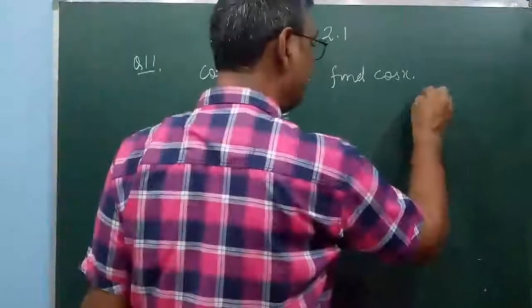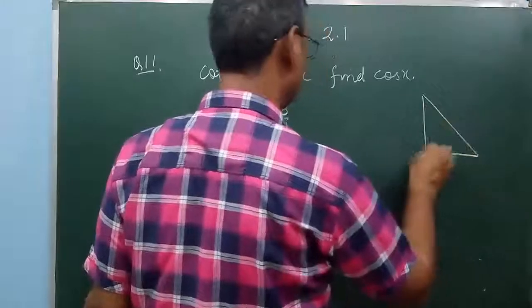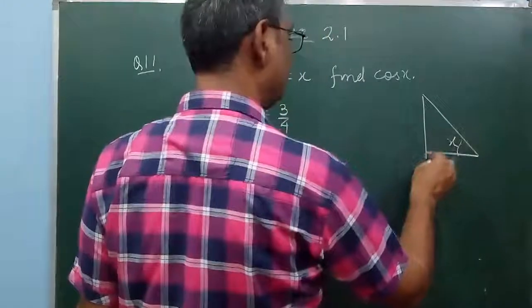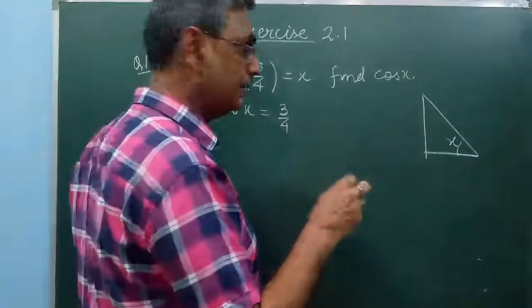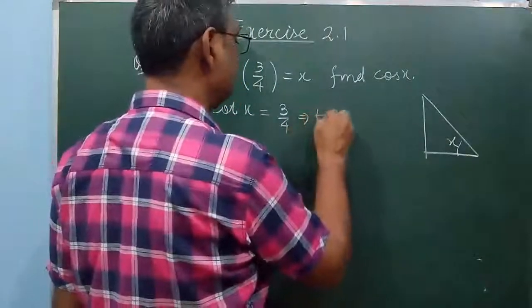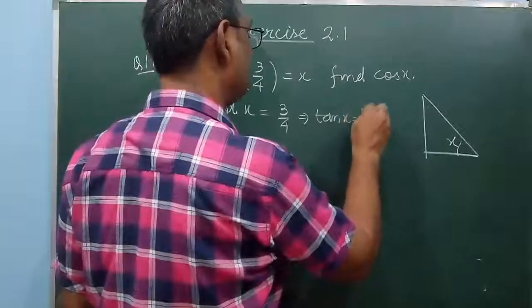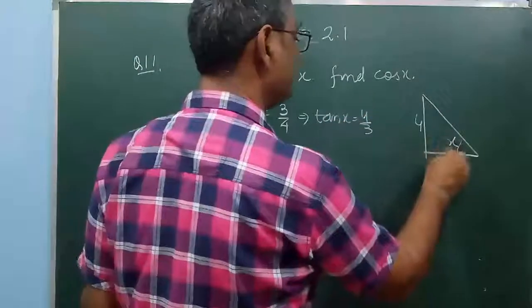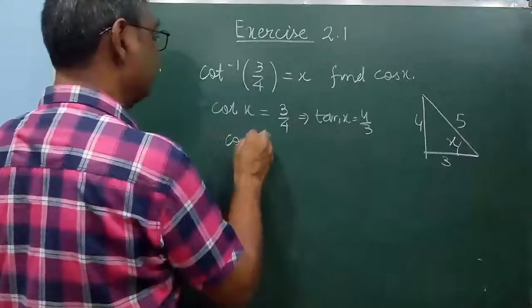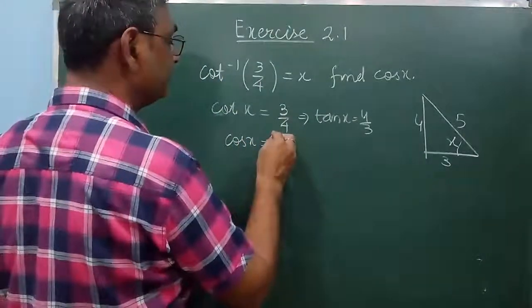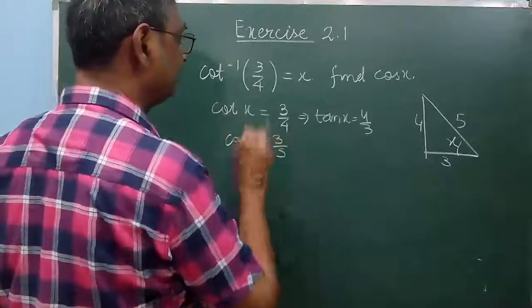We can make one triangle here. Angle is x. Cot means base upon perpendicular. Tan is perpendicular upon base, or we can write this implies tan x equal to 4 by 3. Means this is 4, this is 3 and this is 5. This we can calculate. So what is cos x? Cos x equal to 3 upon 5.